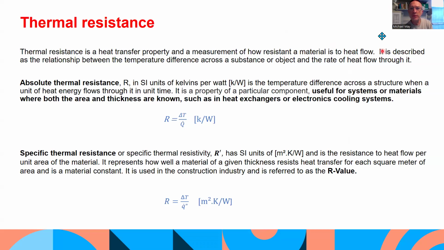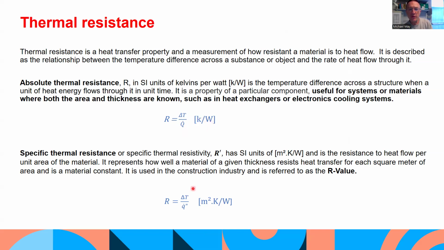So one other heat transfer property that's important to cover is called thermal resistance. It's basically how resistant a material is to heat flow. If you think of the insulation in the wall of your home, you want it to have high thermal resistance to act as a barrier to heat flow. It can be expressed in a couple of ways. One is the absolute thermal resistance. What we do is take the temperature difference across the wall and divide it by the heat transfer rate, and the values are in Kelvin per watt.